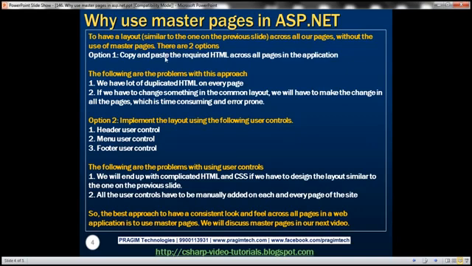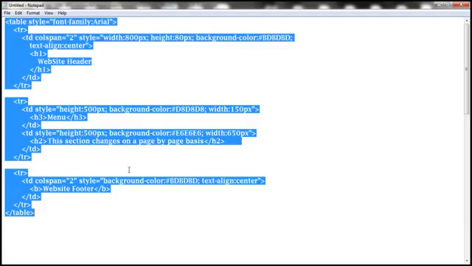To have a layout similar to the one that we have seen on the previous slide across all our pages without the use of master pages, there are two options in ASP.NET. Option 1, copy and paste the required HTML across all pages in the application. To speed things up, I have already implemented that HTML, so let's copy that HTML. Let's now flip to Visual Studio.